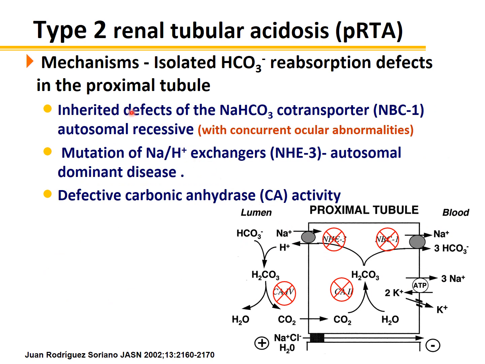Now, let's see type 2. Let's start with type 2. The mechanism is an isolated bicarbonate reabsorption defect in the proximal tubule. That can be an inherited defect of the sodium bicarbonate cotransporter, NBC1, an autosomal recessive hereditary disorder with concurrent ocular abnormalities. Other causes are a mutation of the sodium-proton exchanger NHE3, an autosomal dominant disease, or defective carbonic anhydrase activity. This is the most common cause of renal tubular acidosis type 2.